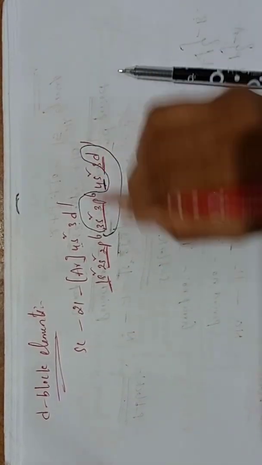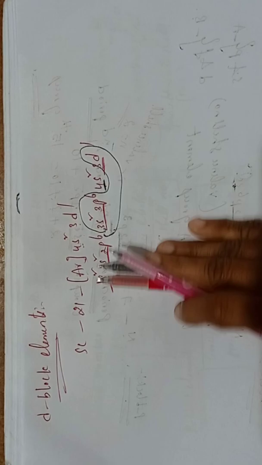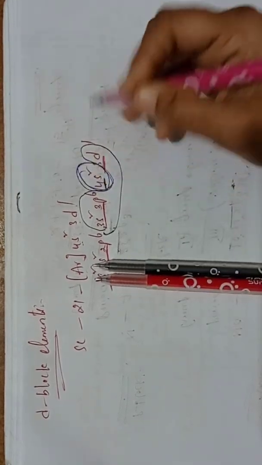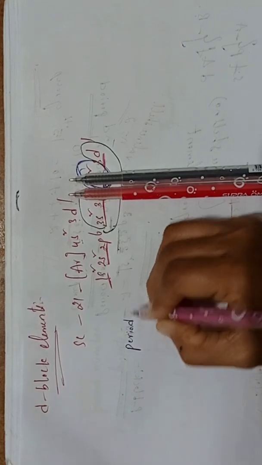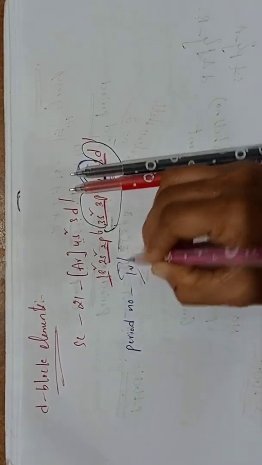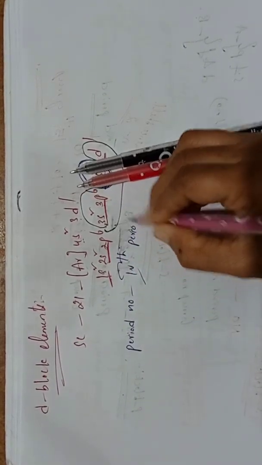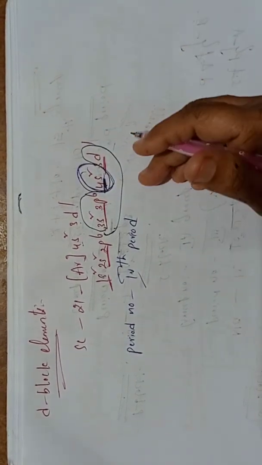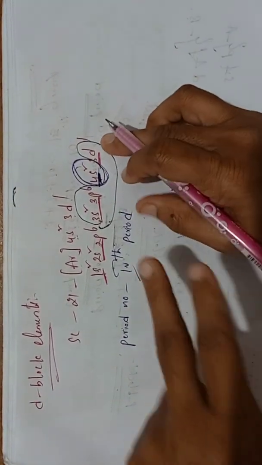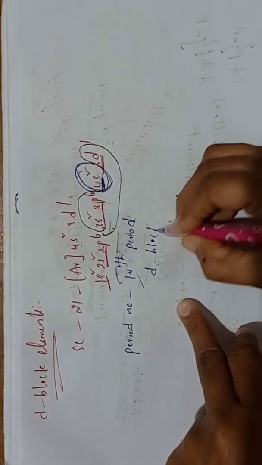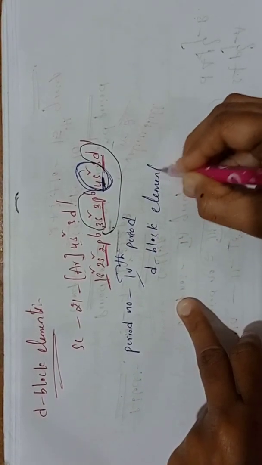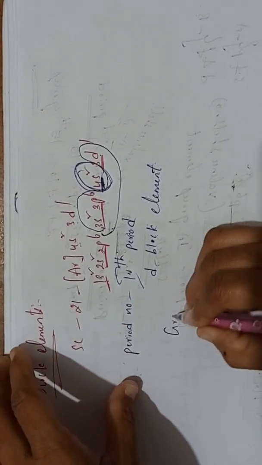So that is the period number, students. The fourth shell is the period number. So the period number is equal to which period? Fourth period. Okay, it is a fourth period element. And next, the last orbital is which one? D orbital. So it is which block element? D block element.